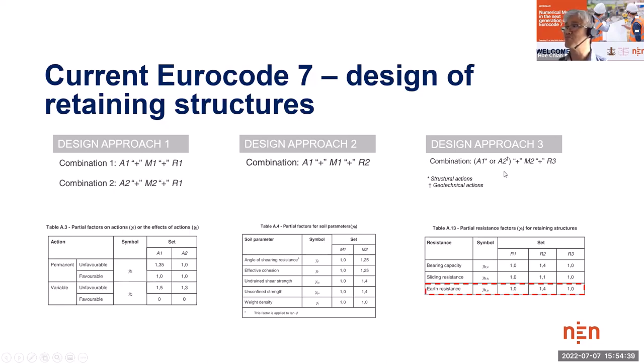If you look at design approach three, if you look at geotechnical actions, basically it is the same as combination two of design approach one, because resistance factor three is equal to one, which is the same as resistance factor one. If you then consider structural approach, you will need to apply partial factor on actions and material, which means that if you consider structural action, it will be more onerous than combination one of design approach one. Keep this in mind, and then we can see what is the implication later on if you were to undertake the design using the next generation of Eurocode.